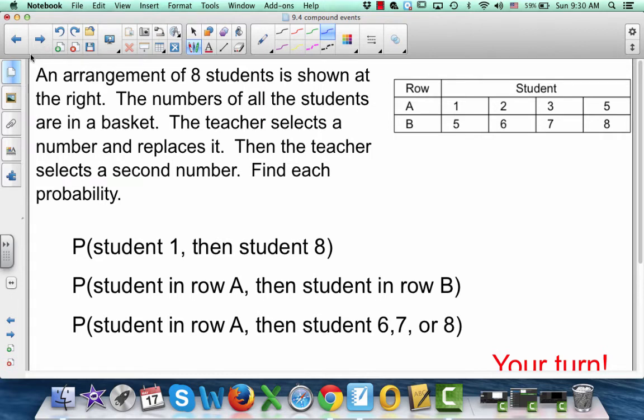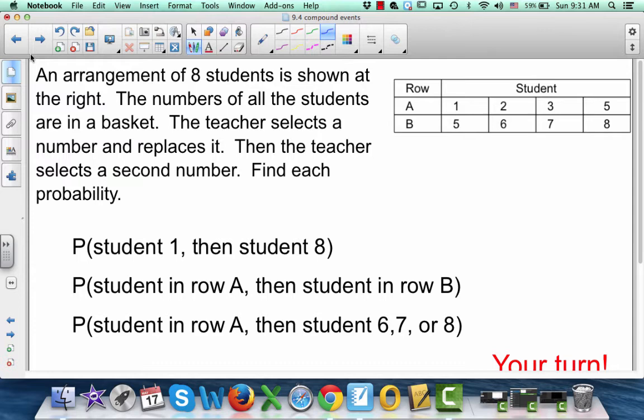All right, it's your turn. An arrangement of 8 students is shown at the right. The numbers on all the students are in a basket, and the teacher selects a number and replaces it. That makes this an independent event. Then the teacher selects a second number. Find each probability. Probability of student 1, then student 8. Probability of a student in row A, and then a student in row B. The probability of a student in row A, and then student 6, 7, or 8. Okay, your turn. Pause the video and come back to me.